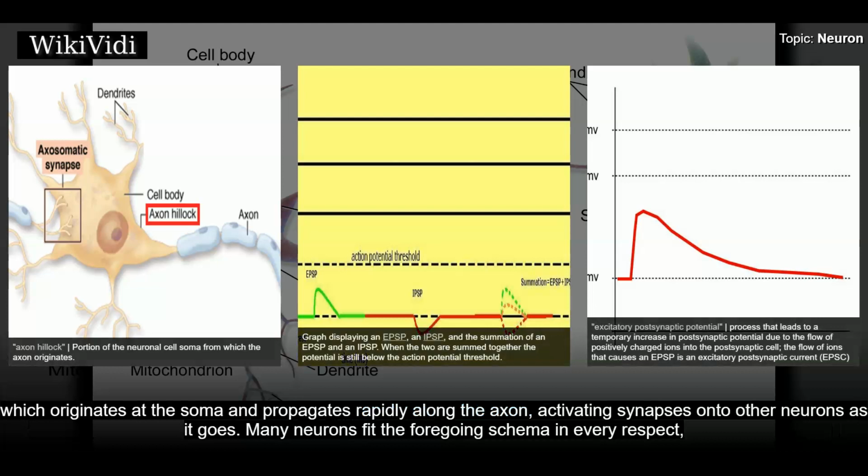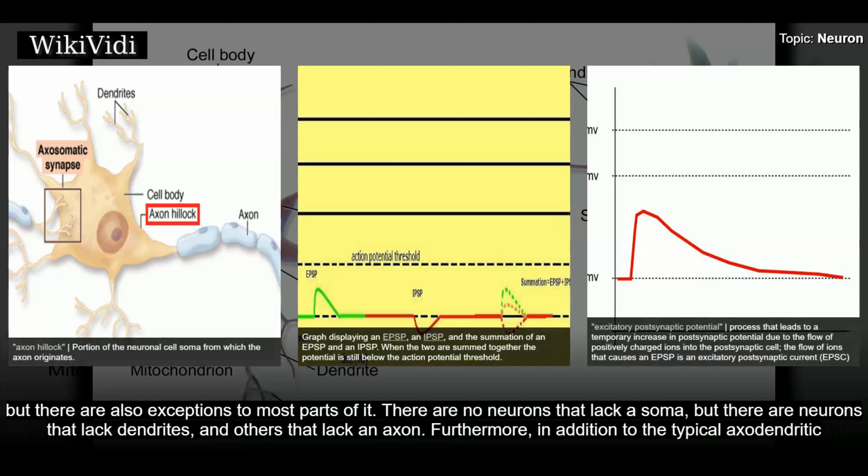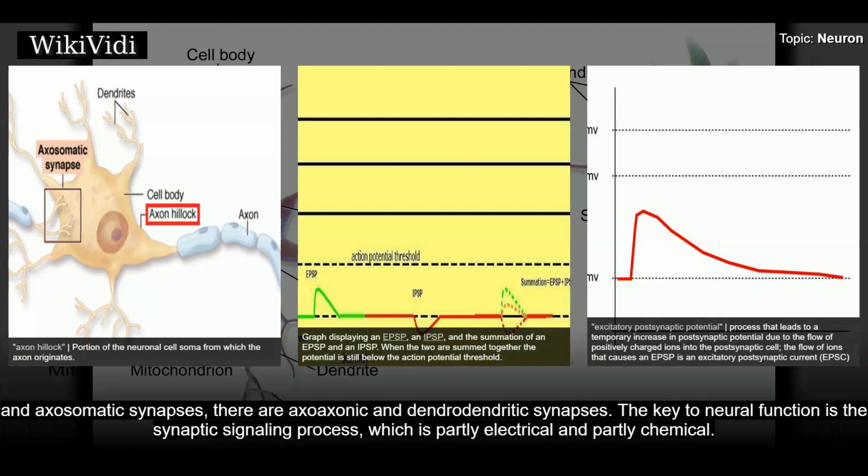Many neurons fit the foregoing schema in every respect, but there are also exceptions to most parts of it. There are no neurons that lack a soma, but there are neurons that lack dendrites, and others that lack an axon. Furthermore, in addition to the typical axodendritic and axosomatic synapses, there are axoaxonic and dendrodendritic synapses. The key to neural function is the synaptic signaling process, which is partly electrical and partly chemical.